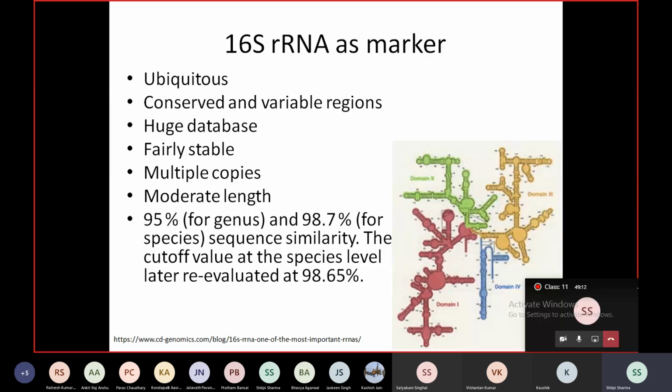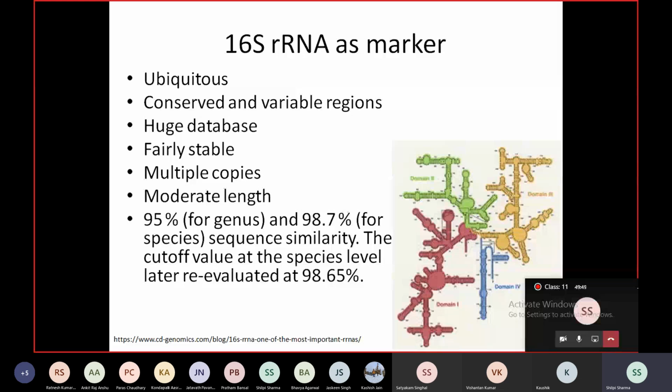PCR is actually a means of xeroxing, making copies of a particular segment of DNA. And you can make copies of segments of DNA or a gene without knowing the gene. What you have to know is the flanking regions, the regions which are neighboring to this particular gene of interest. If you just know those sequences, based on these two sequences, you can actually amplify or make copies of the gene of your interest. Now, why I'm telling you this is because of its importance in 16S RNA.